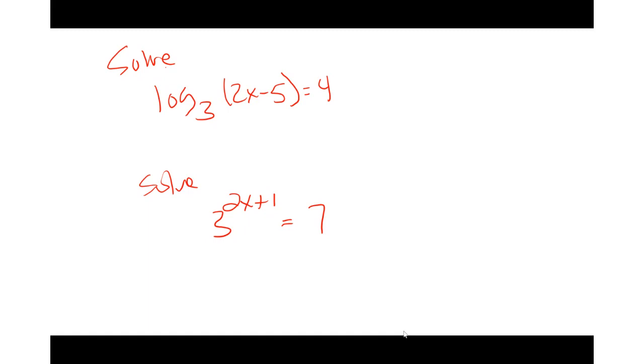So the first one is one that we kind of have gone over already, I think. Have we gone over the first one yet? Anybody? We did? Okay, great. Now the second one we haven't really gone over, so that's where we're going to spend some time today. The first one, you're just taking the log and switching it to exponential. So you're doing 3 to the 4th equals 2x minus 5.